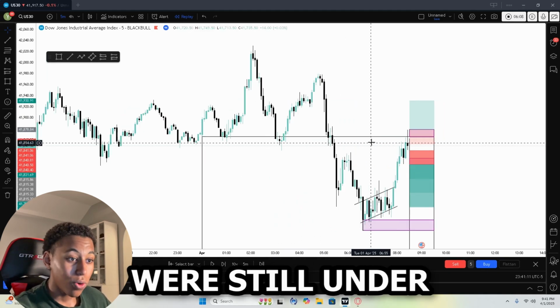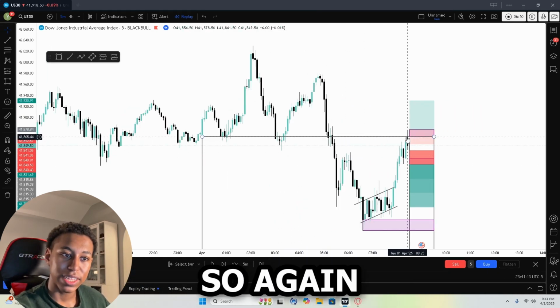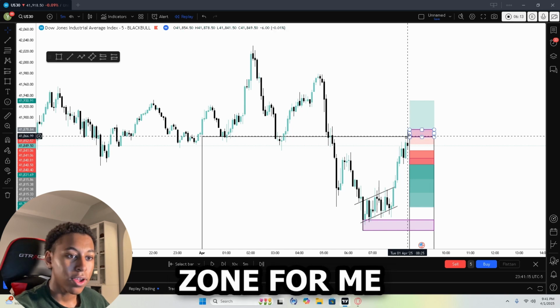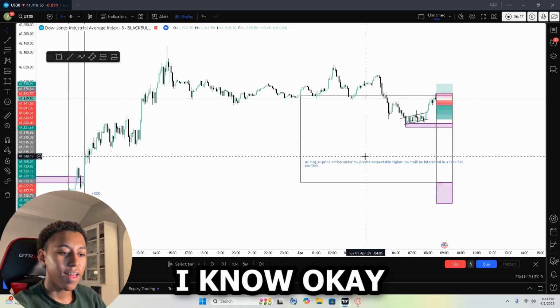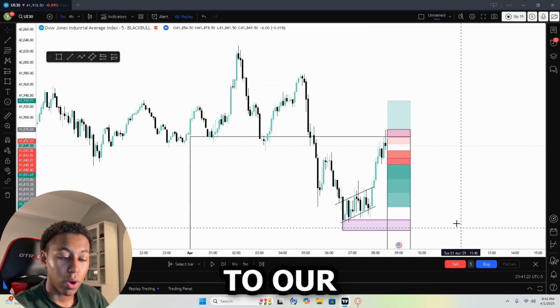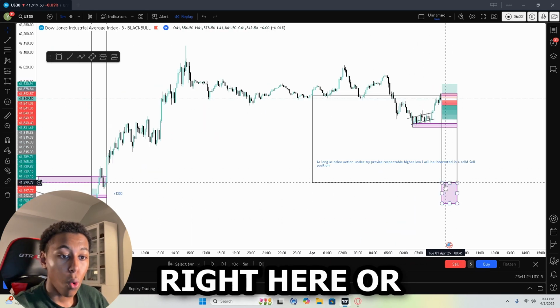Now, I know we're still under my sell zone. So again, this is why that's important. I want to see this break the sell zone for me to get in for a buy. But if I see price start rejecting this zone, I know, okay, there's a very high chance we're going to fall where? To our previous lows, whether that's right here or all the way down here.